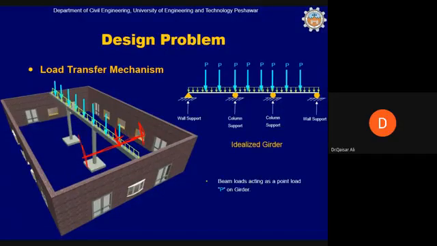So these two beams are supported by girders. This will act as a point load on the girder, the 3-span girder, and the self weight of the structure and a small part of the slab will be acting as a uniformly distributed load on the girder. So this idealization of the girder will look like this.